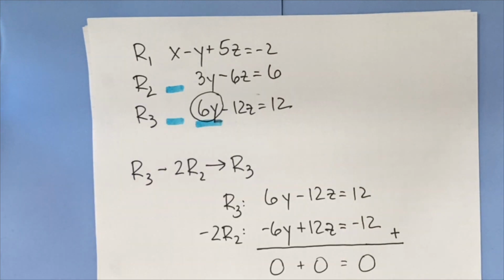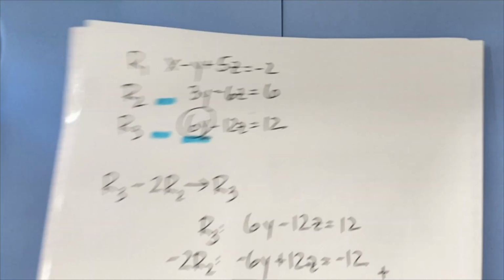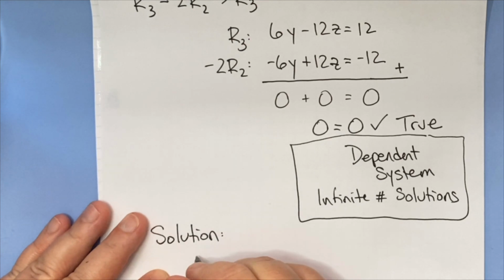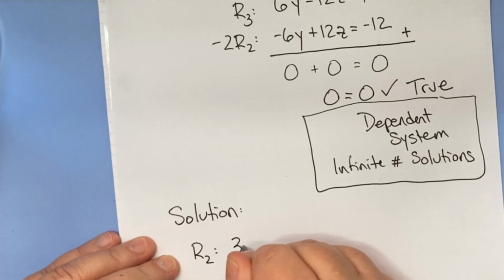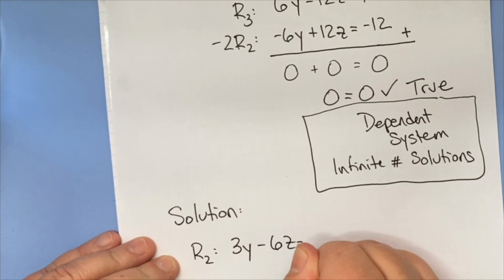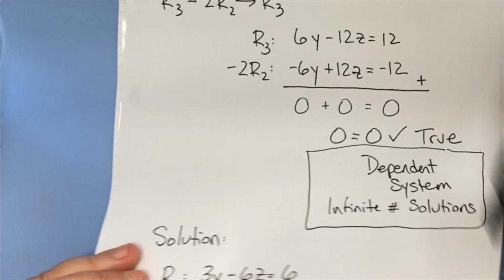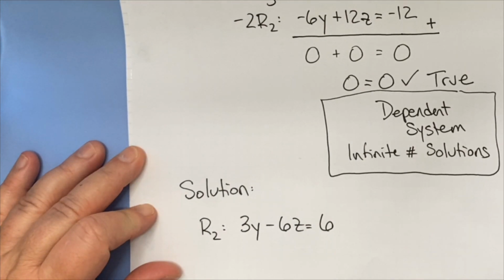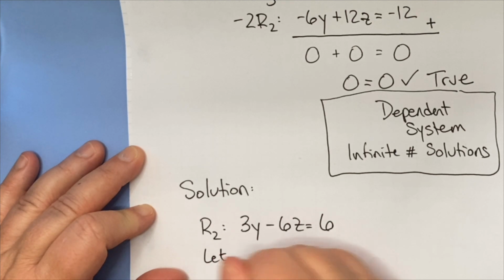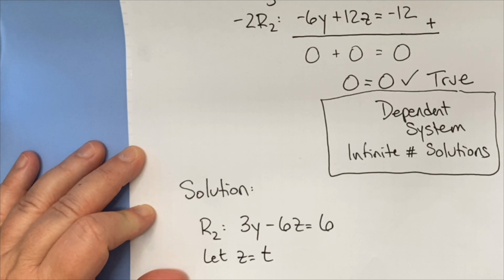So this is what we're going to do. I'm going to take this row 2, and write 3y minus 6z equals 6. Okay, so we've got that. And then I'm going to say, okay, well, let z equal t. Now, this is going to feel kind of weird, and we're going to explore this more. If you go into calculus, you will explore this more. This is something mathematicians love to do.